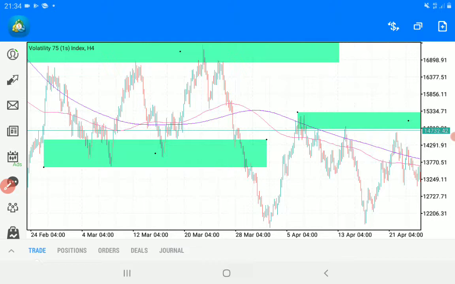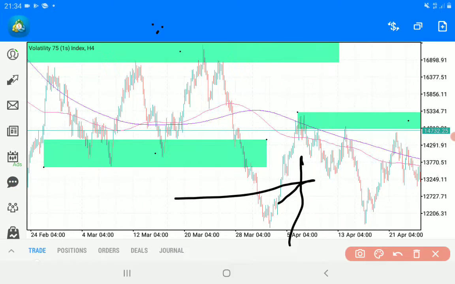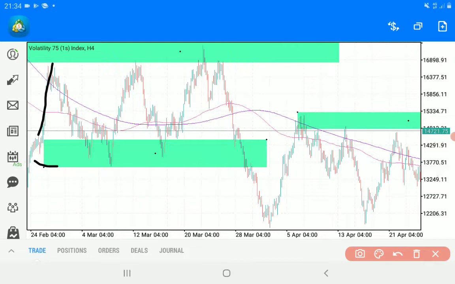Okay, so now what will happen is, I'm just going to delete that. Okay, so now what happens is somehow from down there a resistance has been broken, right? So the moment it breaks it, right here you were going to buy, right?